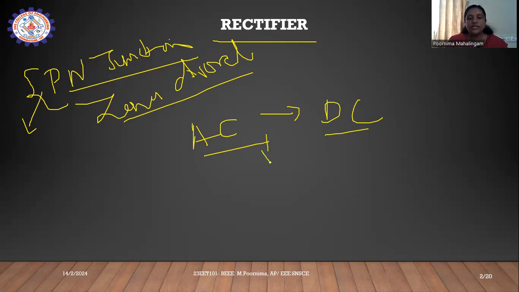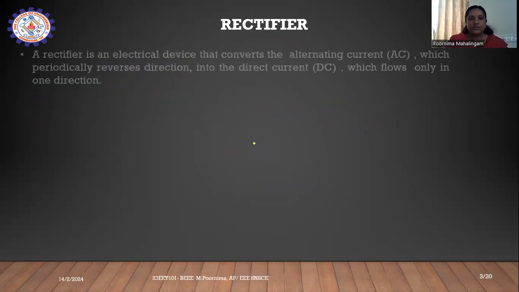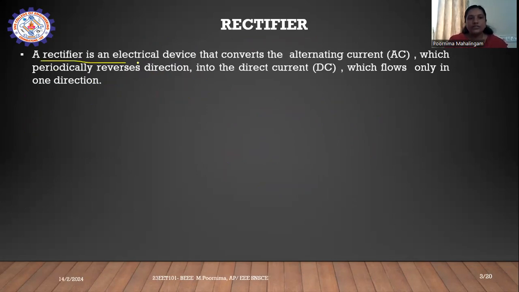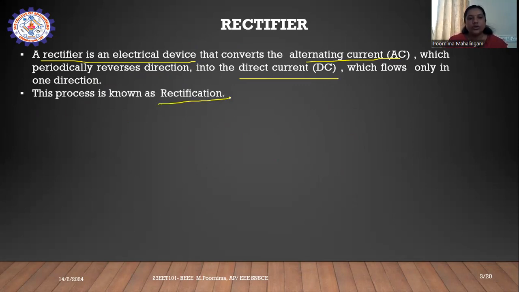So let's see how the AC supply is converted to DC supply. What are the processes involved in converting AC supply to DC supply? So what do you mean by rectifier? A rectifier is an electrical device that converts alternating current into direct current. This process is called the rectification process.